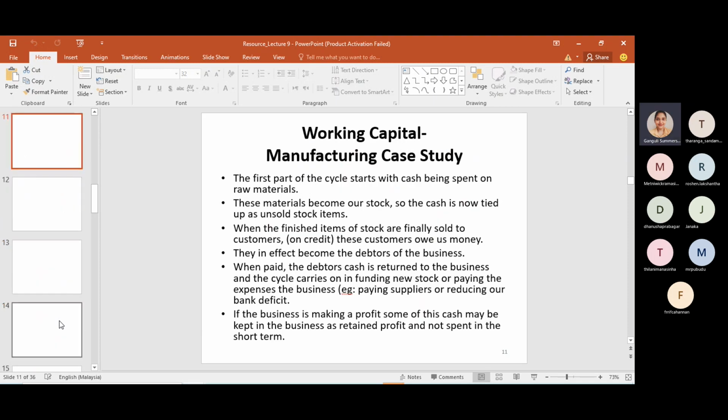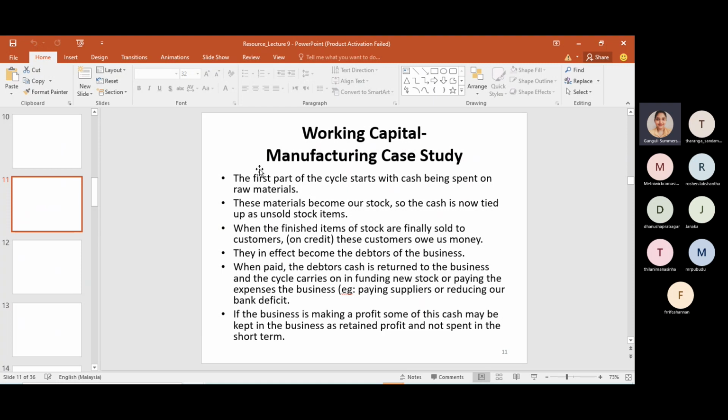Okay, before we learn about the strategies, let me show you a little bit of a case study, a manufacturing case study. This case study shows you how working capital is generated in a manufacturing business, right? How working capital is created in manufacturing businesses.